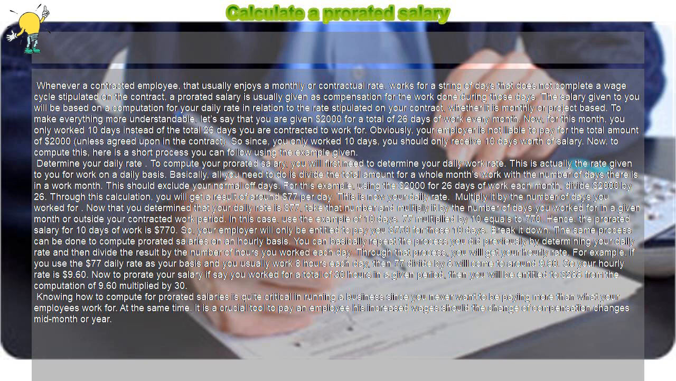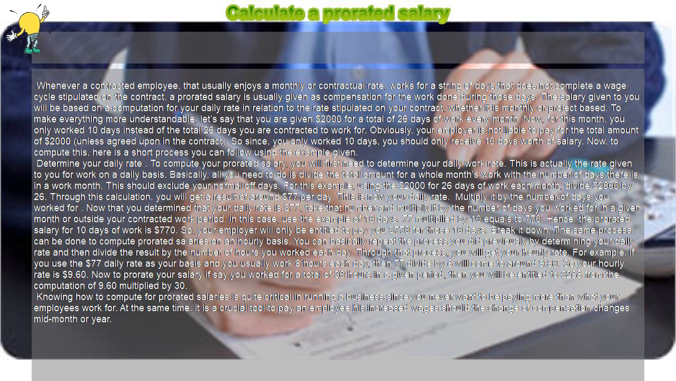Determine your daily rate. To compute your prorated salary, you will first need to determine your daily work rate. This is actually the rate given to you for work on a daily basis. Basically, all you need to do is divide the total amount for a whole month's work with the number of days there is in a work month. This should exclude your normal off days.